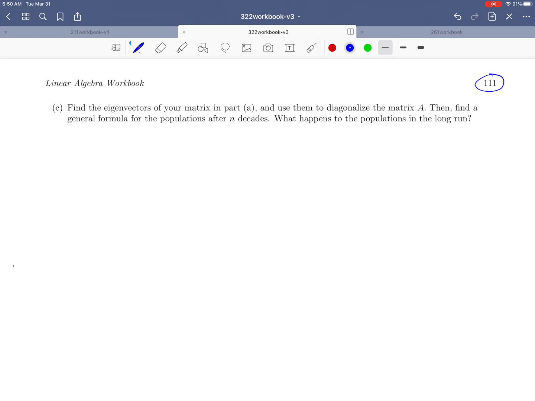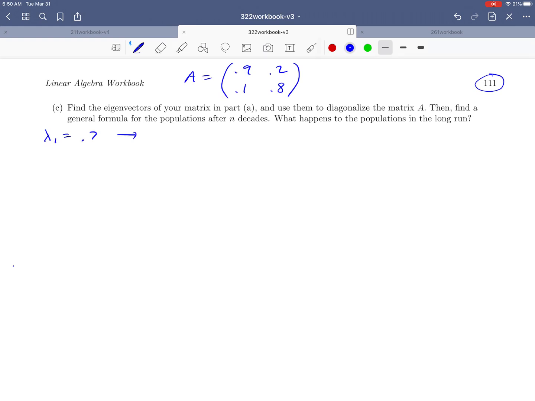So let's start by reminding ourselves of what that matrix A was. This was our transition matrix that we found from part A. I'm just going to write it down again. Okay, and they want eigenvectors of this matrix. Now, this is a calculation we've done so many times. I'm not going to run through the actual calculation. You can look at my written notes if you want to see a few more details, but I'm going to do this really quickly.